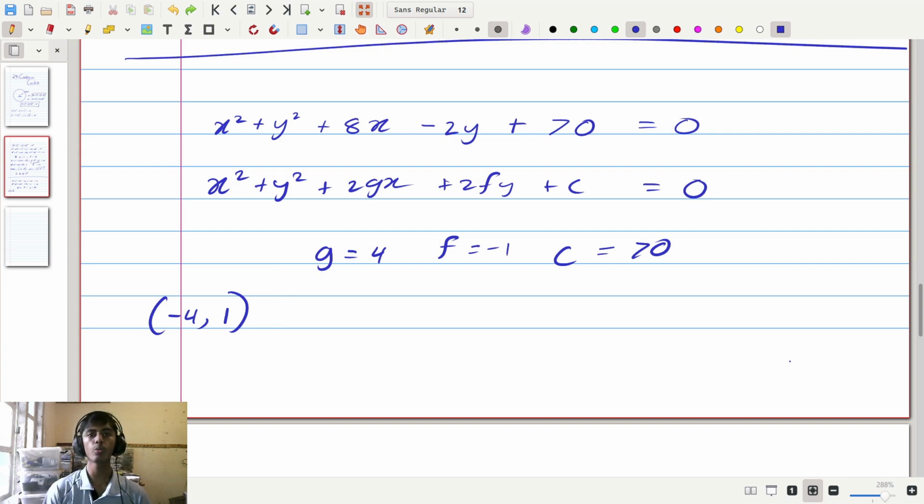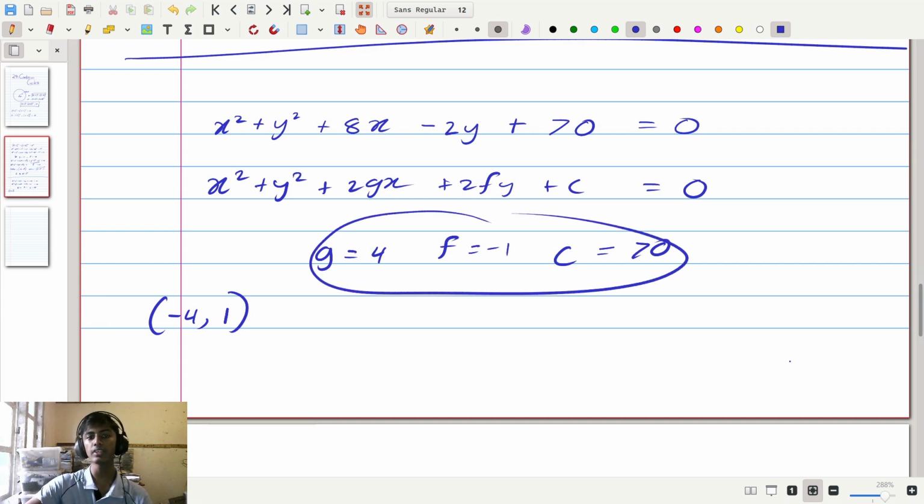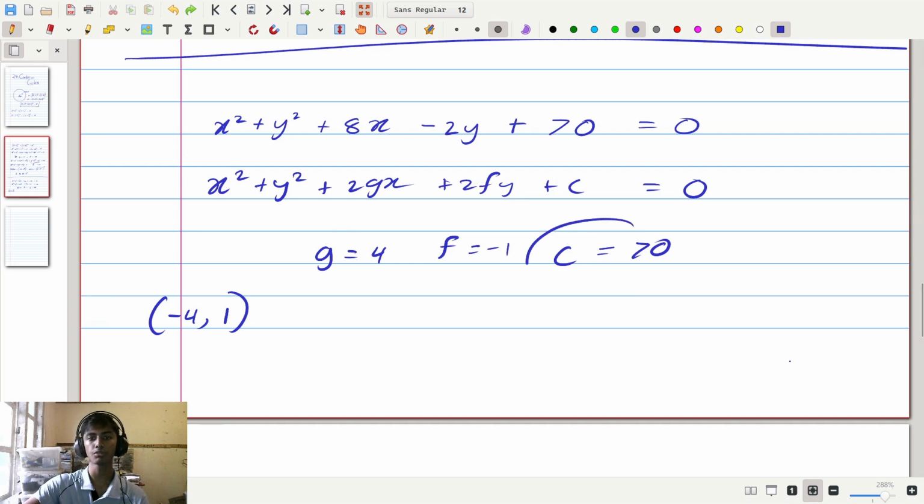As for its radius, we know that the circle has a positive radius and does exist if g squared plus f squared is anything bigger than c. Now then, taking a look at what we have here, g is equal to 4 and f is equal to negative 1, and c is equal to 70. Comparing them, g squared plus f squared minus c is equal to 4 squared, which is 16, plus negative 1 squared, which is equal to 1, minus c, which is 70, which is 17 minus 70. This is a negative value, which already raises the concern that this circle actually doesn't exist within the real numbers. It is equal to negative 53.